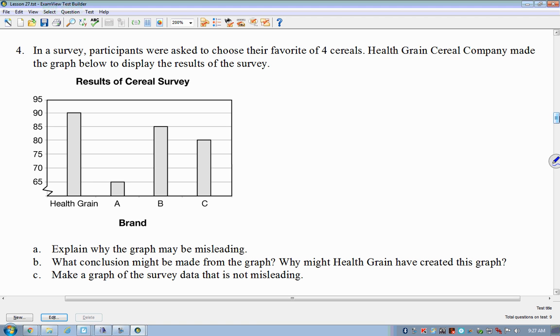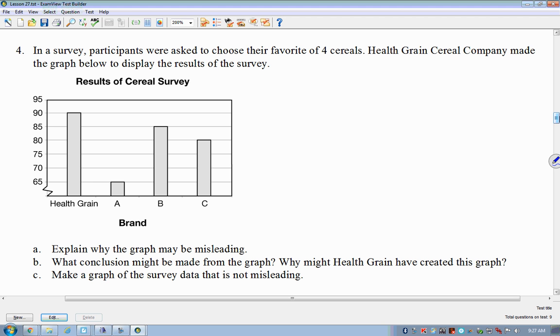Okay. In a survey, participants were asked to choose their favorite of 4 cereals. Health Grain Cereal Company made the graph below to display the results of the survey. Okay. So notice here, whenever they have a break like this, it means that it does start at 100, but the scale from 0 to 65 is not going to be the scale that we use once we get to 65. It's just a way so I can keep my graph a little bit shorter.